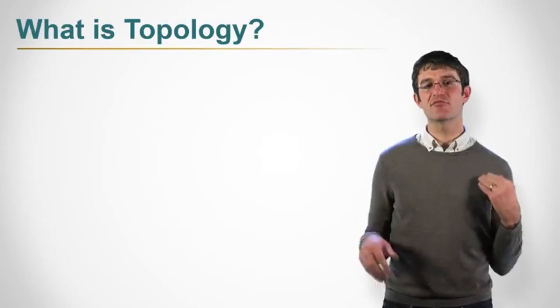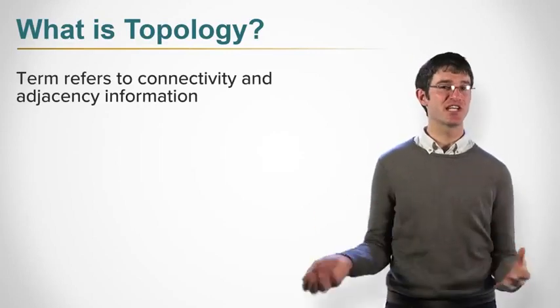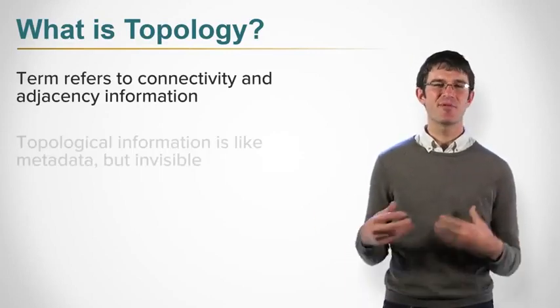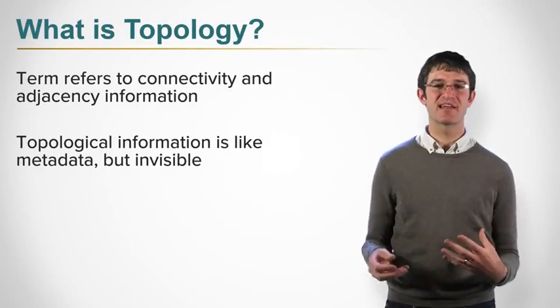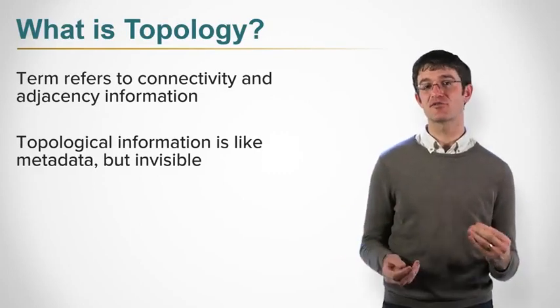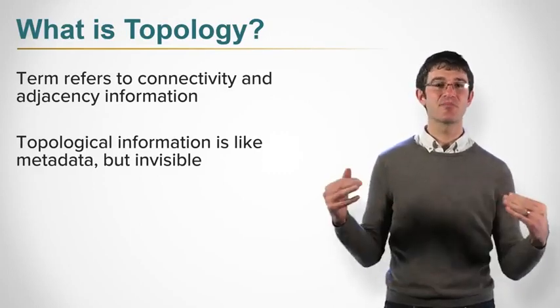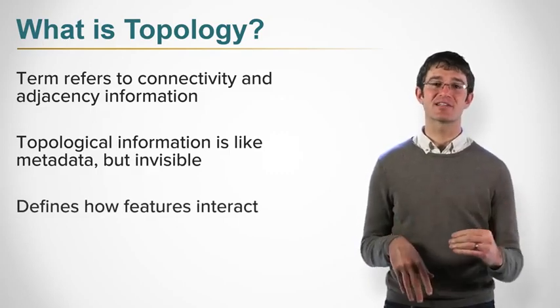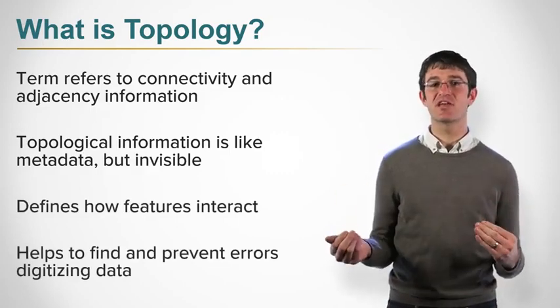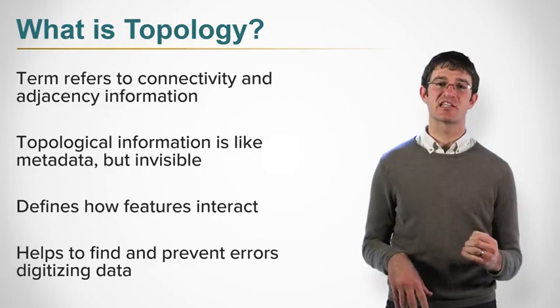The term topology refers to connectivity and adjacency information. Topological information is a sort of metadata, though not visible in our traditional metadata viewers, that helps us define how features interact. Using this information, we can find and prevent errors digitizing data.